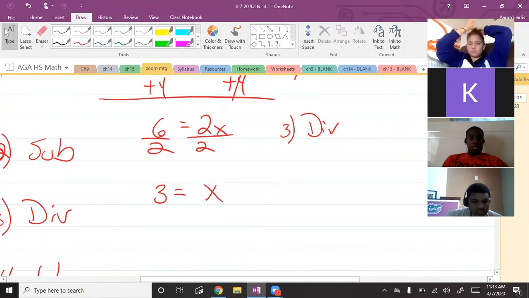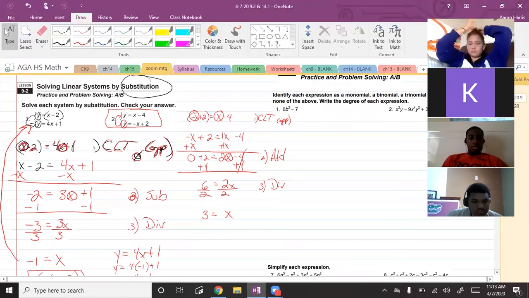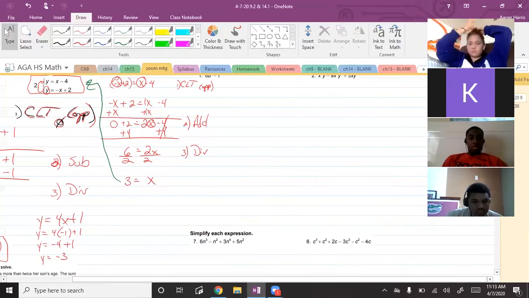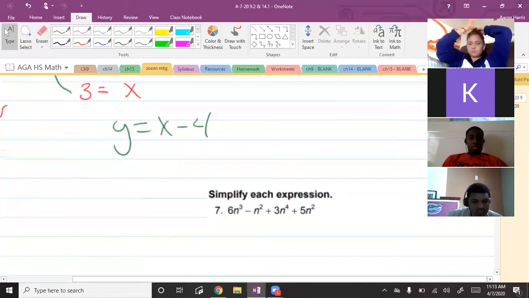Am I done there? No, I only know what x is equal to. So I need to go back up to the top and substitute x into one of these equations, okay? So here we go. I get y equals x minus 4. That's the first one. So let's substitute that in.